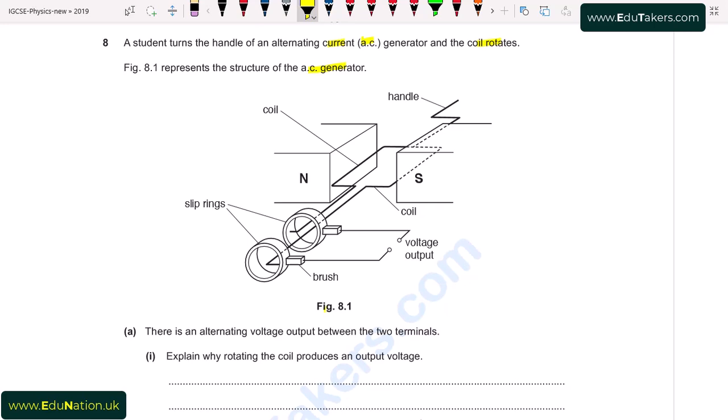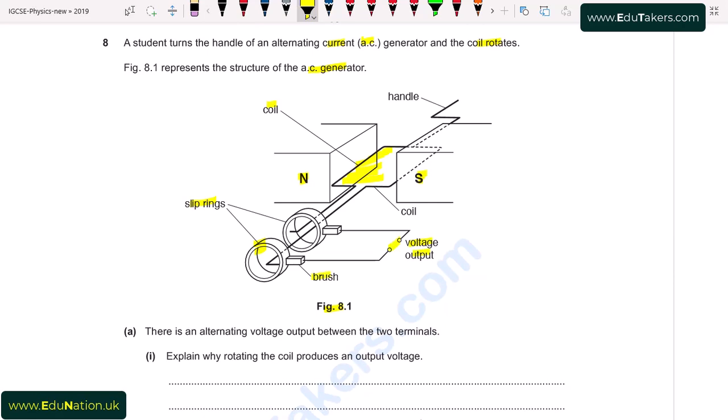Here is figure 8.1, in which we can see that there is an AC generator and it has different components. A coil is placed in the magnetic field, this is the coil. North and south are the poles of the magnetic field. There is also a slip ring pair. Here these are the slip rings and the output voltage is taken across these. There is also the pair of brushes.